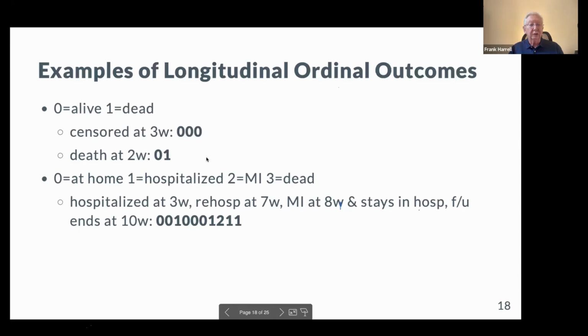If you had 4 states, including hospitalization, myocardial infarction, and death, a patient who's hospitalized at 3 weeks, rehospitalized at 7 weeks, they have a heart attack at 8 weeks and stay in the hospital, and their follow-up ends at 10 weeks. Well, here they're okay. They were hospitalized. They went home, hospitalized again, heart attack, still in the hospital, and no more data. So that's what a longitudinal record looks like with 10 weeks of follow-up.